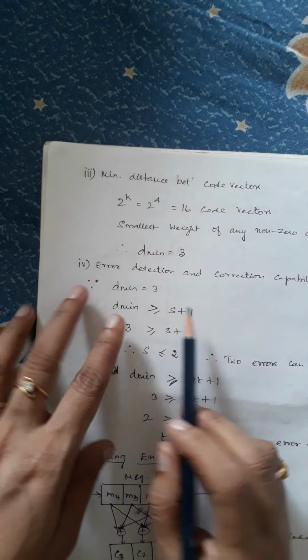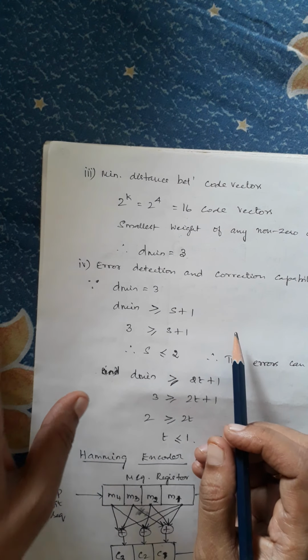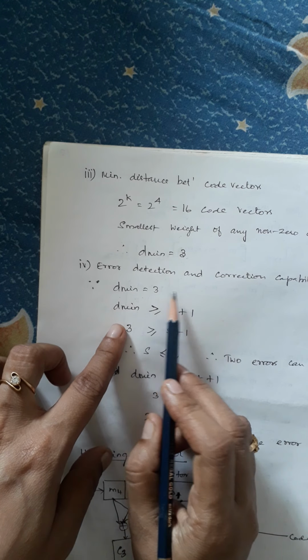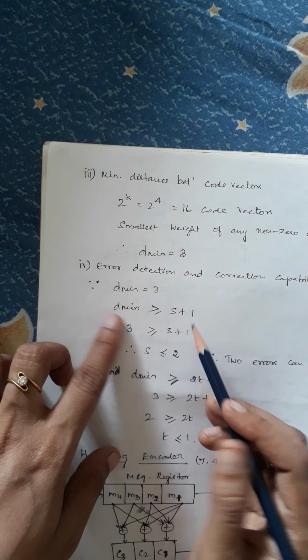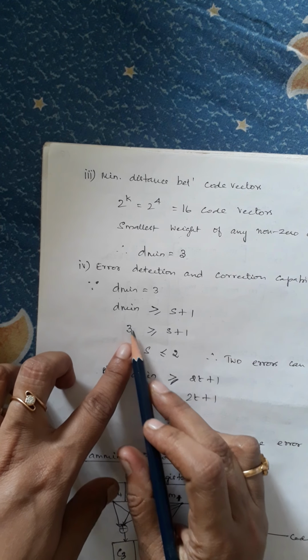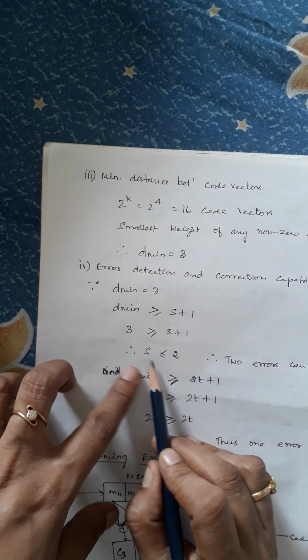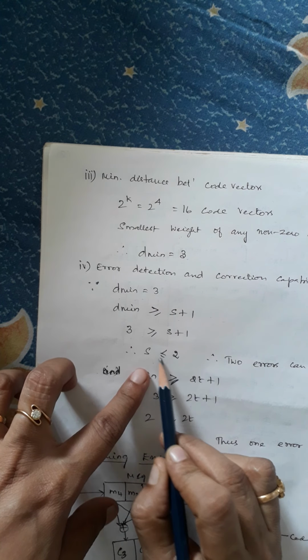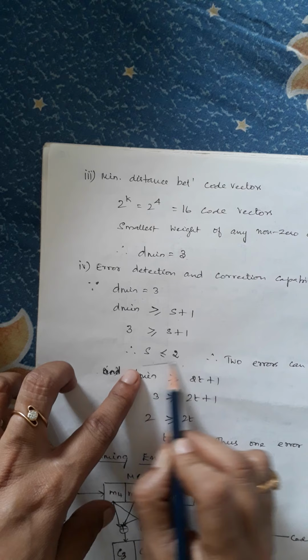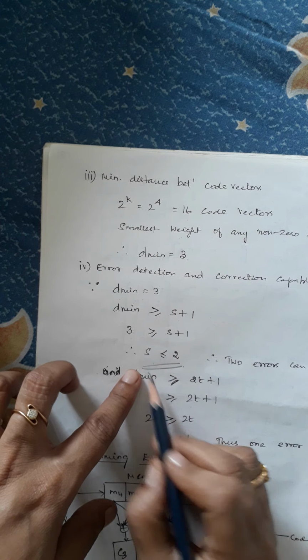And how many errors you can detect and how many errors it can correct, you have to make use of these formulas. Since D minimum is 3, for error detection D minimum is greater than or equal to S plus 1. Substitute 3 here. So, S is less than or equal to 2. So, you can detect 2 errors.